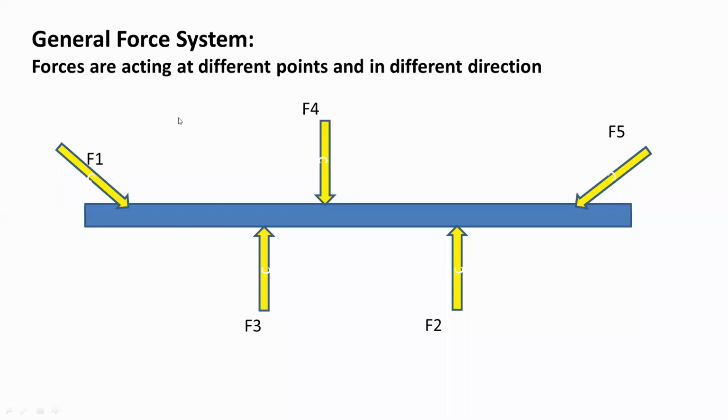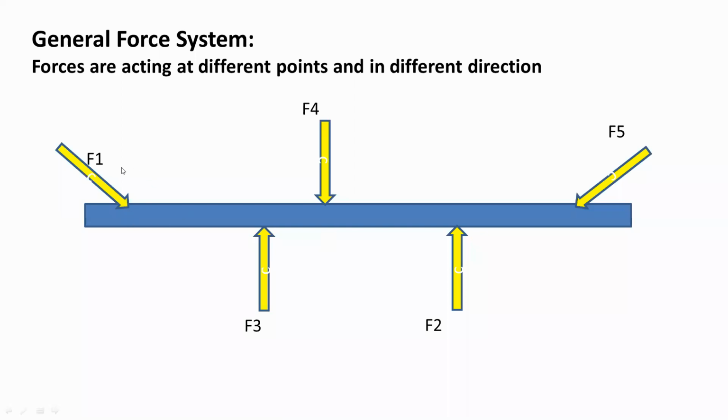Okay. So the third category is the general force system. So what is the meaning of general force system? If the forces are acting at different points of the system and in different directions, such a system is called a general force system. So here you can observe we have 5 forces, F1 to F5, and each force is acting at a different point or different location, and its direction is also different.